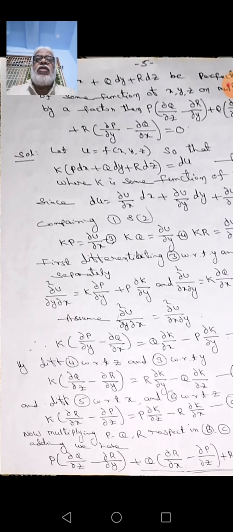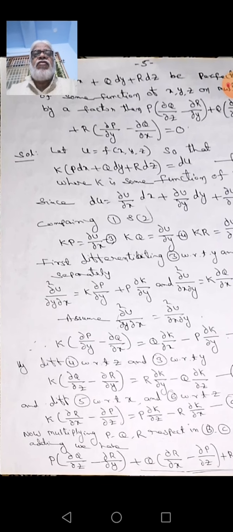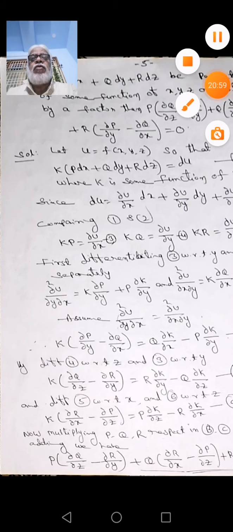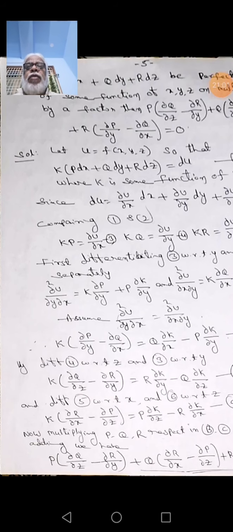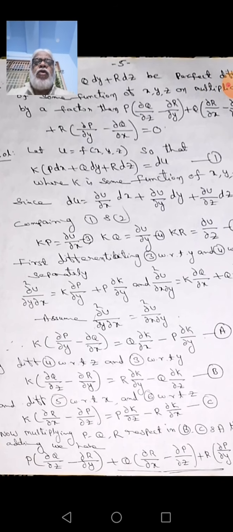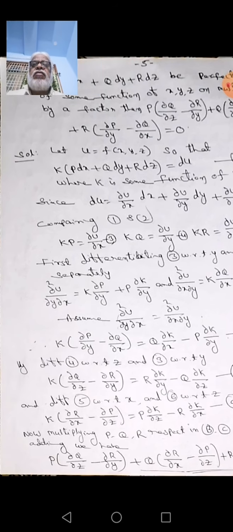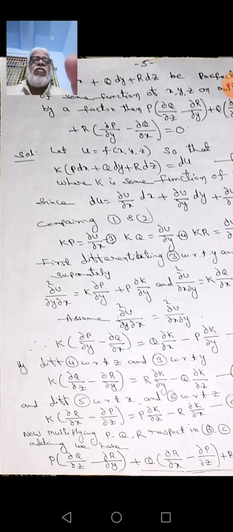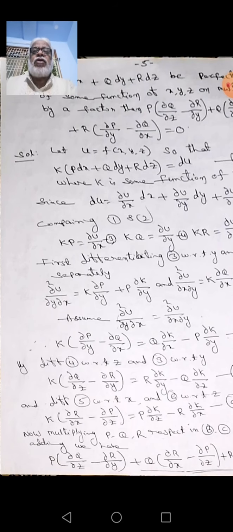That is, if this equation is in P dX plus Q dY plus R dZ form, and definitely if that is a total differential equation, that becomes P into (∂P/∂Y minus ∂Q/∂X), P into ∂Q/∂Z. This equation becomes, we take directly, that is equal to 0. Without any condition, without any solution, we write that must be equal to 0.